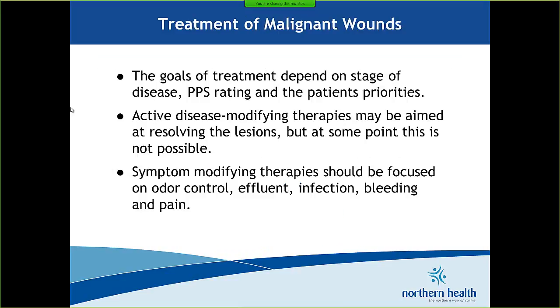So treatment of malignant wounds. The goals of the treatment will depend on the stage of the disease, the palliative performance scale rating, and the patient's priorities. So active disease modifying therapies may be aimed at resolving the lesions, but at some point this is no longer possible, as I did mention. And symptom modifying therapies should focus on odor control, effluent, infection, and bleeding and pain.